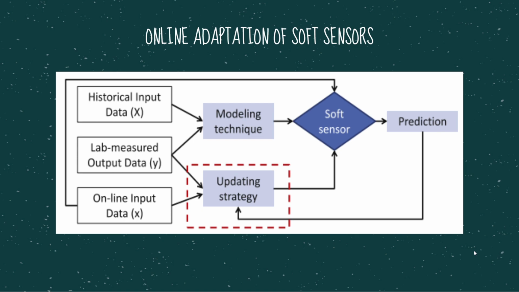Let's have a look at the online adaptation of soft sensors. First, we will have historical input data in our modeling technique along with the output data. Then, by using our sensors, we will make predictions, and we will use these predictions in an updating strategy which uses the online input data to help the soft sensor make new predictions.